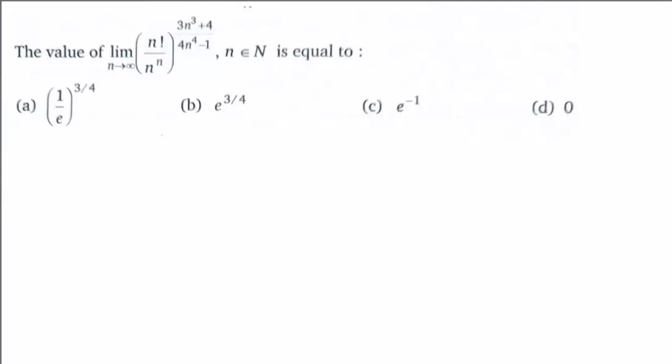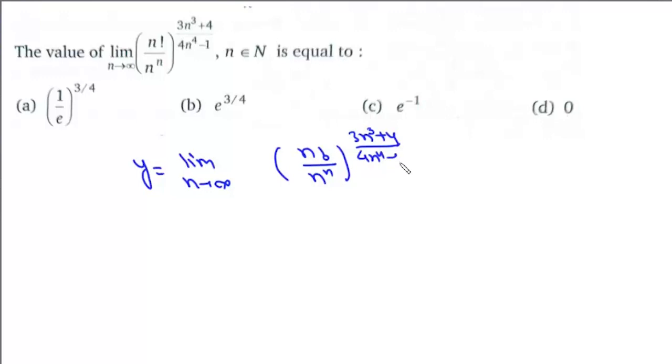Now here the question is, we need to find the value of this limit, which is y, and limit n tends to infinite, factorial n upon n to the power n, to the power (3n cube plus 4) upon (4n to the power 4 minus 1).